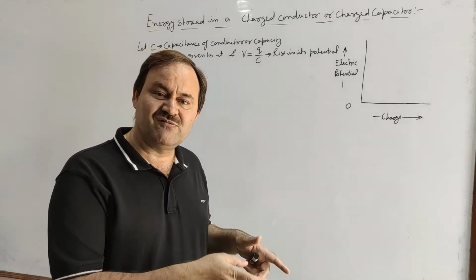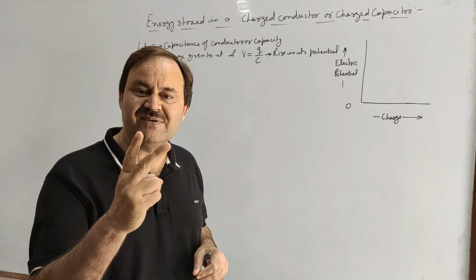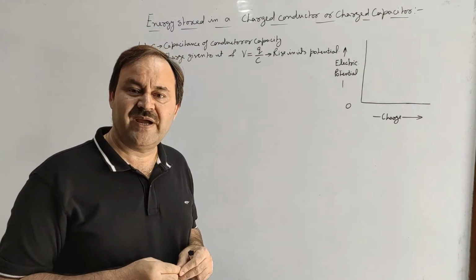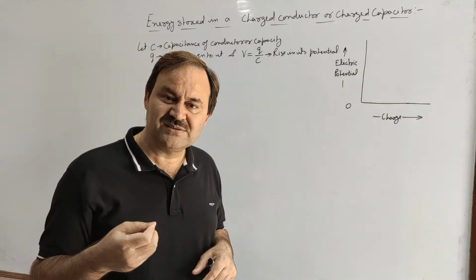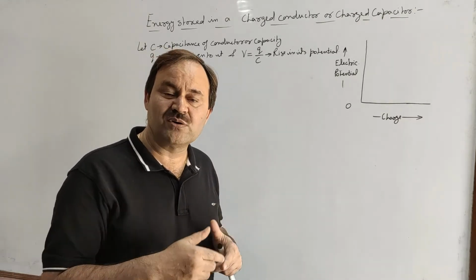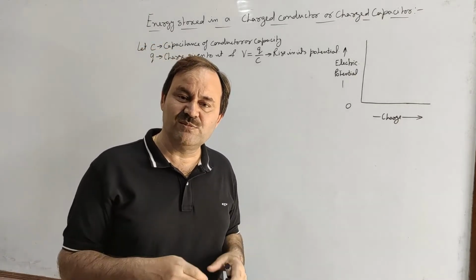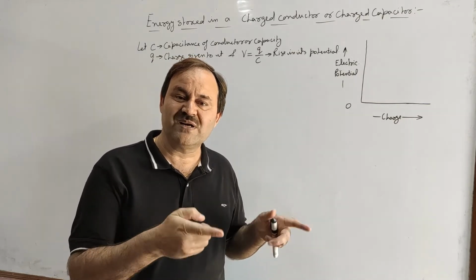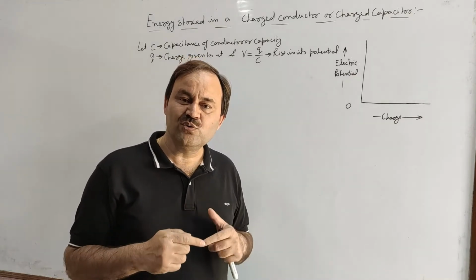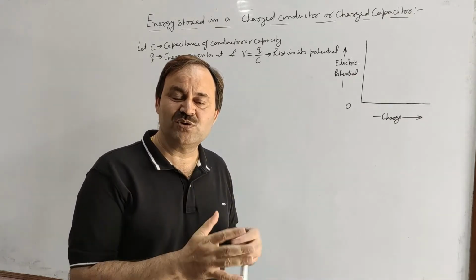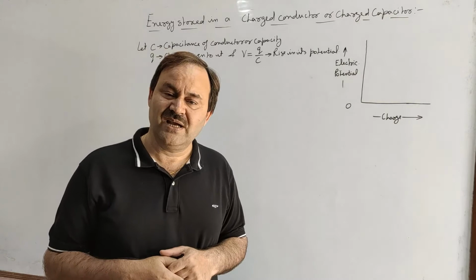Similarly, if we have withdrawn 2 electrons, then the body or the capacitor will have 2 units of positive charge, and now to withdraw the third electron from the body, we will have to do more work on the capacitor or the body. It means in charging the body, we always have to do work on it. This work done by us on the body to charge it will get stored in the body or in the capacitor in the form of electric potential energy.